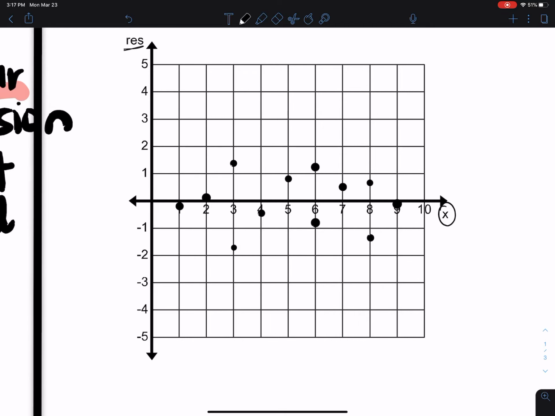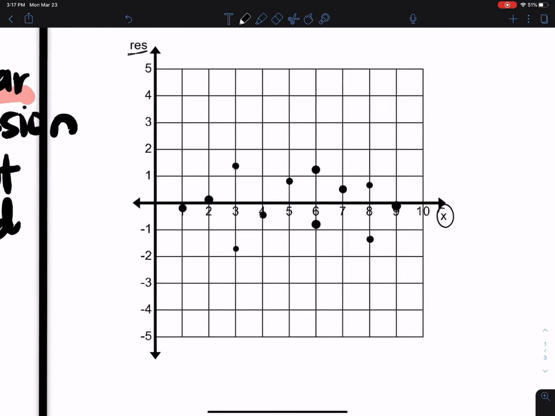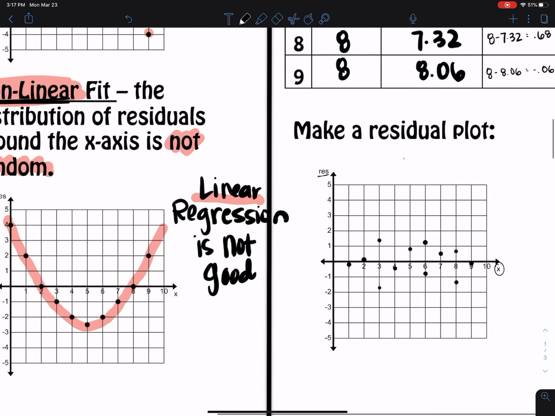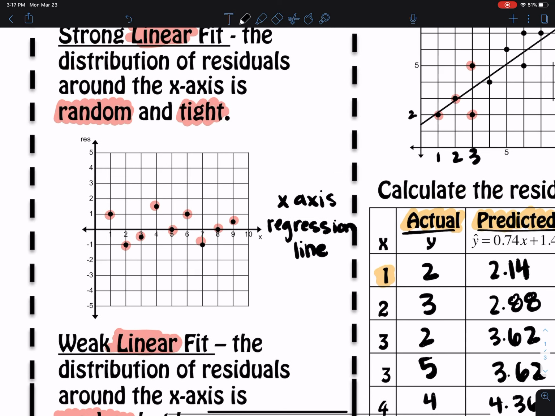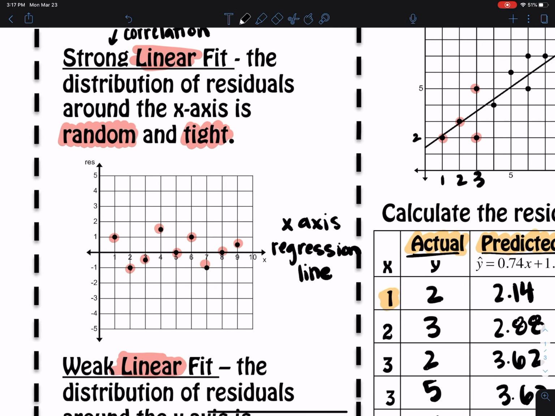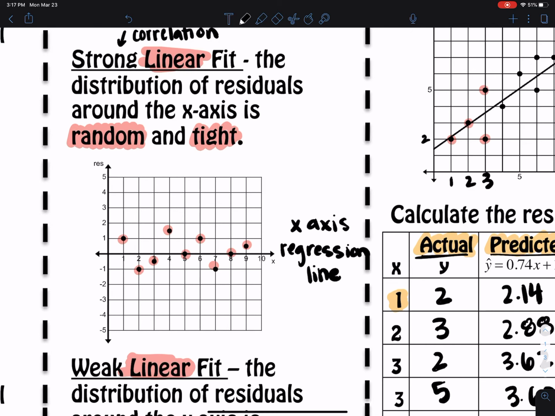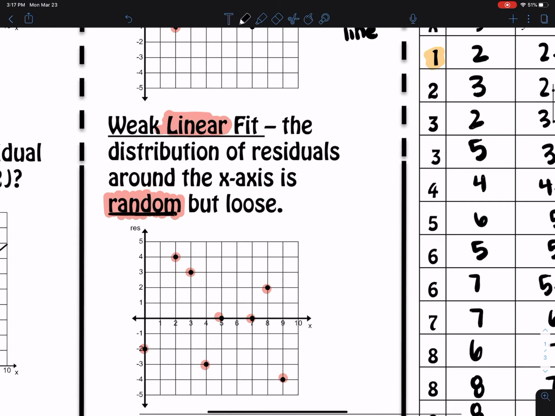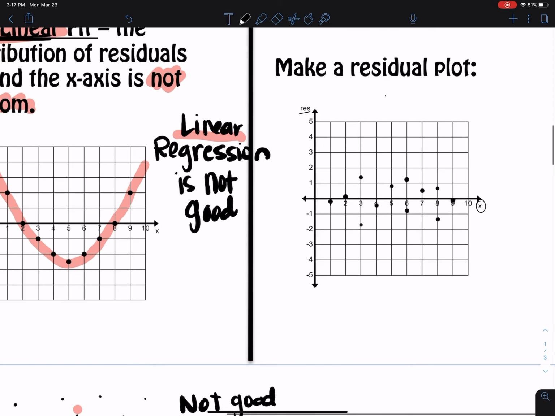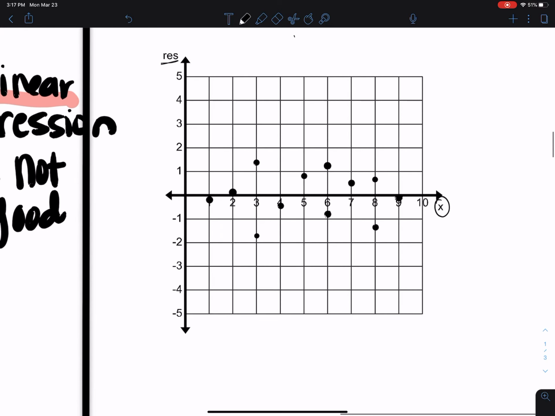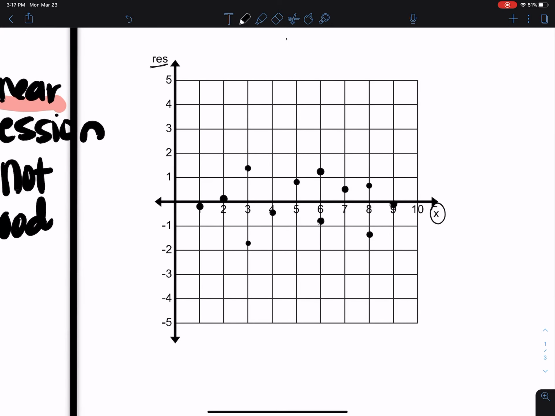So this is our residual plot. So based on what we talked about over here, how would you describe the residual plot that we just did? Is it a strong linear fit, weak linear fit? Is it nonlinear? So look at this and decide what you think about this based on the residual plot.